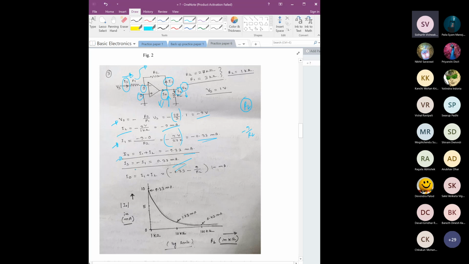Okay, and let's see the other case. This I1 value depends on this. What about IS? IS is basically minus this I1, so this value is fixed, right? Minus 0.33 milliamps. So this value is independent of RL. Guys, are you with me?